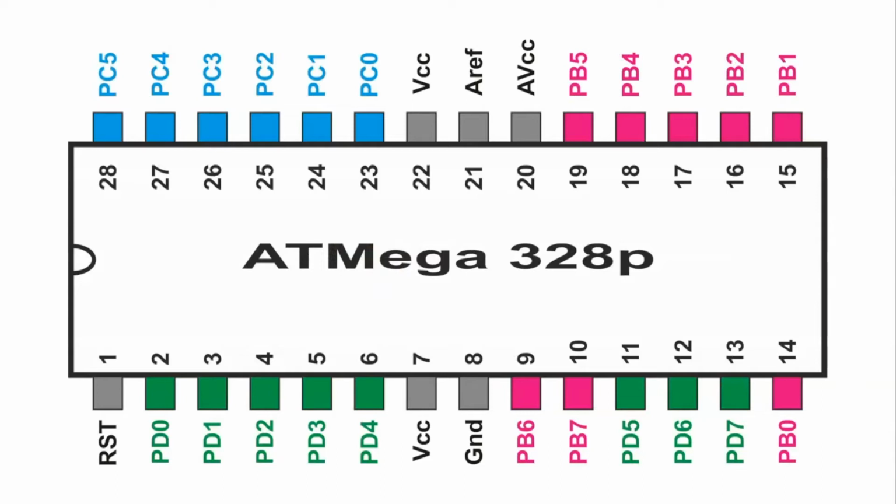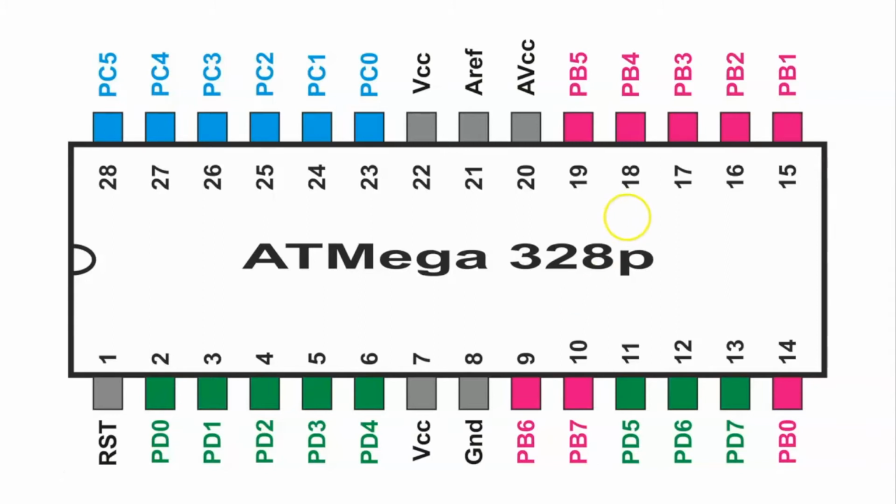As you know, the Arduino Uno board uses Atmega 328P microcontroller. Now this 328P microcontroller has 28 pins. Now these 28 pins, 14 pins on one side and 14 pins on other side. Now these 28 pins are divided in 3 different ports. Now these ports are marked as port B, port C and port D.